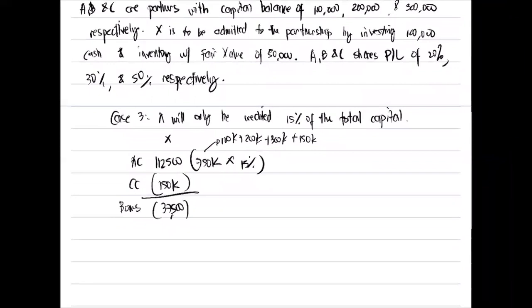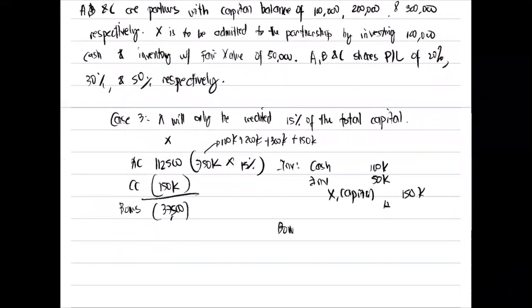We have a 37,500 bonus from X. So how do we account for this? We account for the investment. So we debit cash, we debit inventory, and then we have here X capital. So how much cash? We have 100,000, inventory 50,000, X capital 150,000. And we account for the bonus.